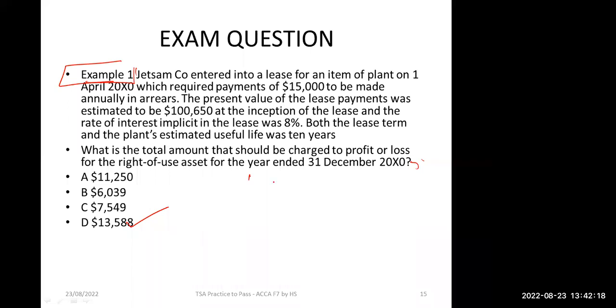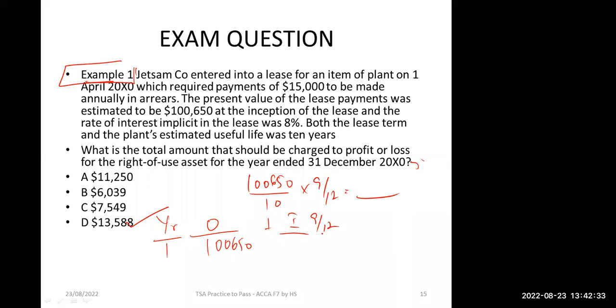It's 1,00650 divided by 10 into 9 upon 12. Is the depreciation amount? Yes. For the lease obligation 1,00650 plus interest will be charged at 9 upon 12. We simply need to add these two figures. 754. 6039 and 75. 49. 4026.